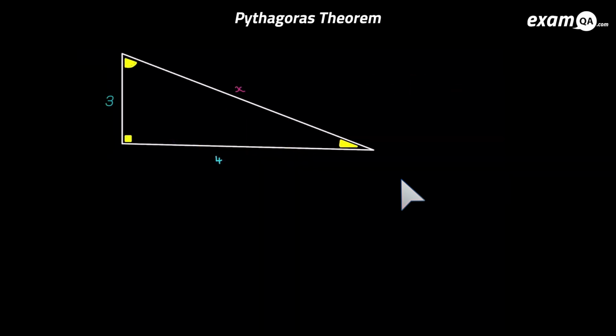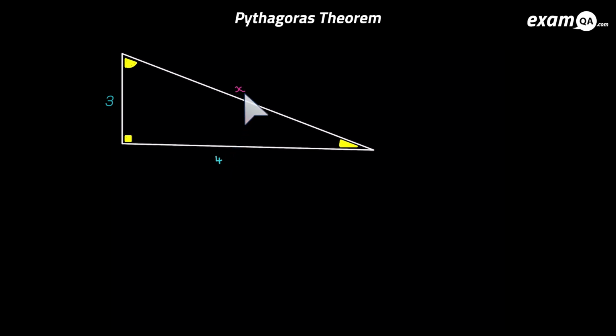Okay, so we've got ourselves a triangle here. Now, has it got a right angle? Yes, you can see that squared angle is representing a right angle. Is it a triangle? Yes, of course it's a triangle. And do we have two sides known? Yes, we do. We have 3 and 4. So we can work out the unknown side x.